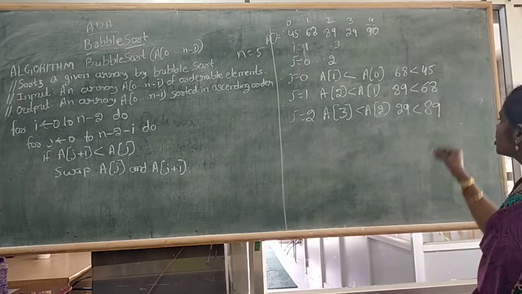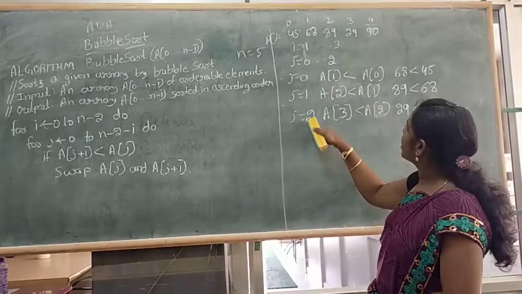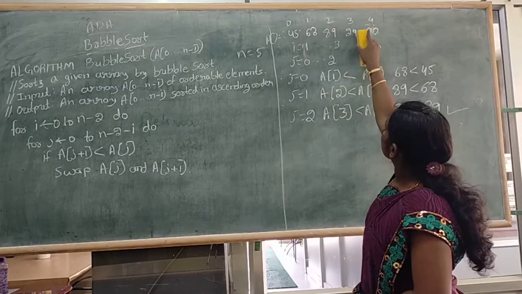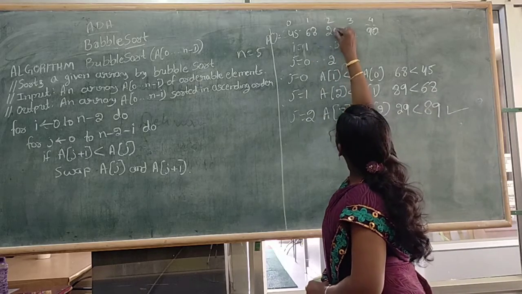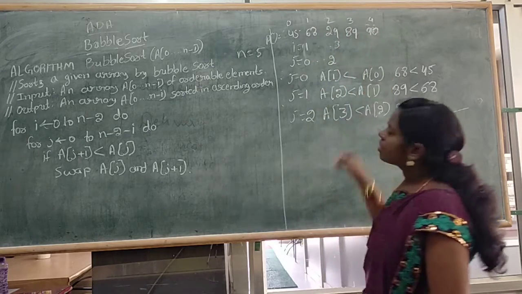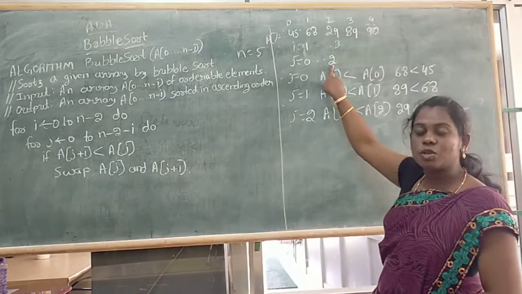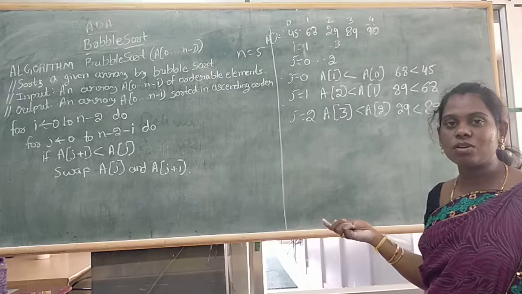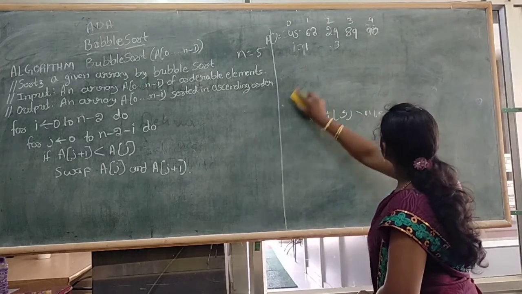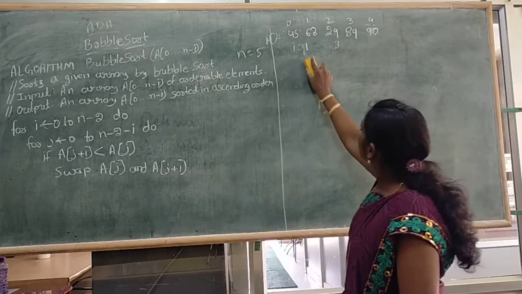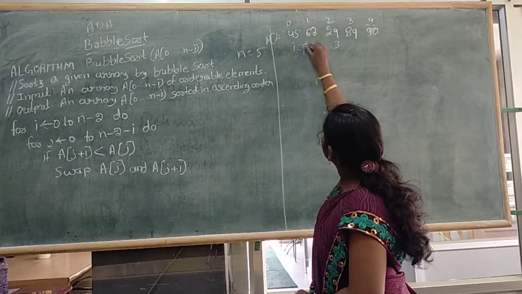89. So the condition is true. In this case you have to exchange A of J and A of J plus 1, so these two are exchanging: 29 and then 89. Okay. So next, J runs only up to 2. After that it won't run, so the J loop breaks down. But next, I should run up to 3, so the I value is incremented. I is equal to 2.